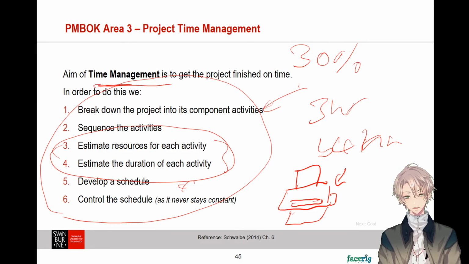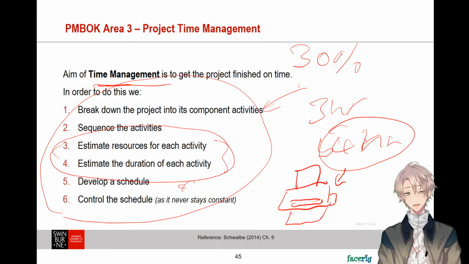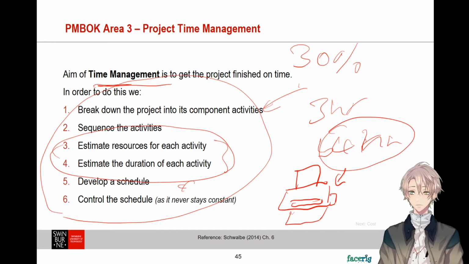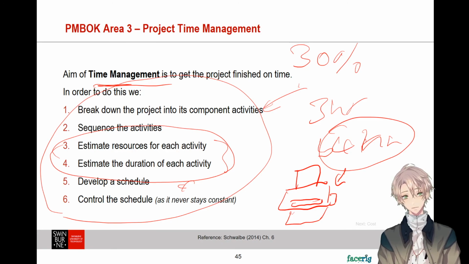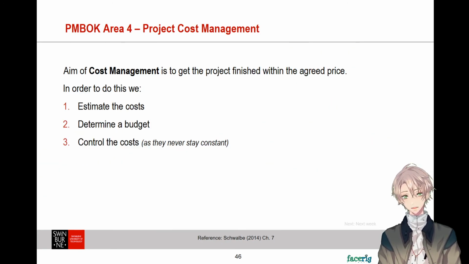If you put this time too long, competitors may get the contract if they underquote you in time. So if your competitor thinks that they can do it faster, then your client might choose your competitor instead of you. Alright? The fourth area in PMBOK, okay, is project cost management.